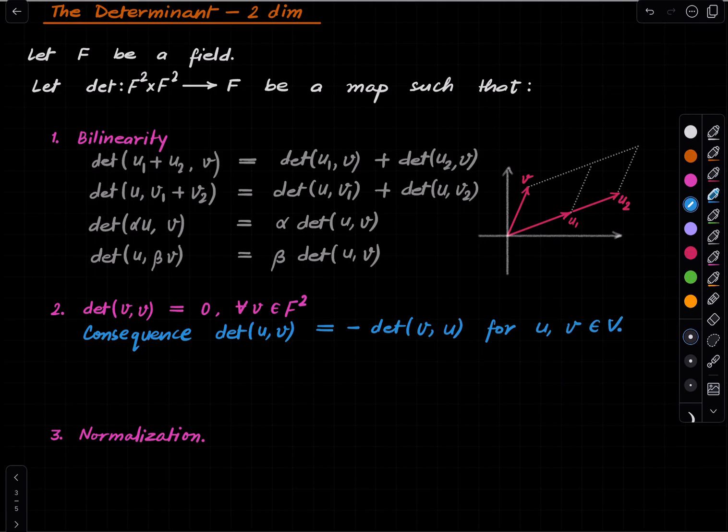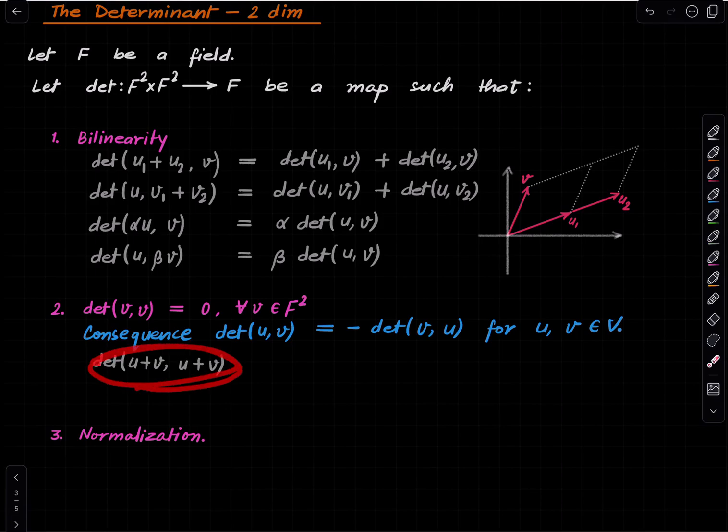Right? So what is the reason? Why should this happen? The reason is, just consider this thing. What is this thing? This thing is 0 because of this axiom. Instead of v, substitute u plus v. So this is 0. And now invoke bilinearity.